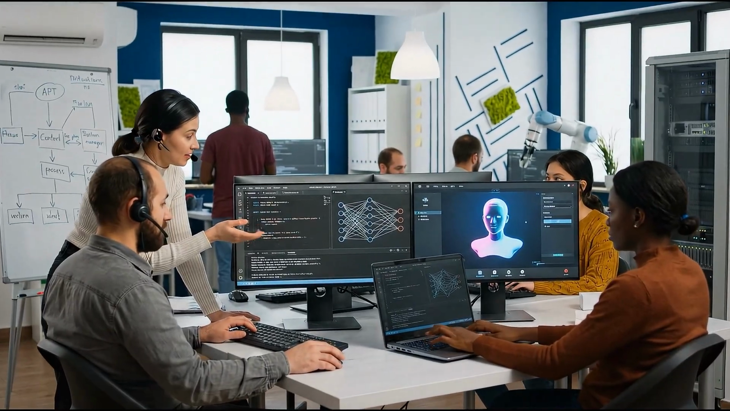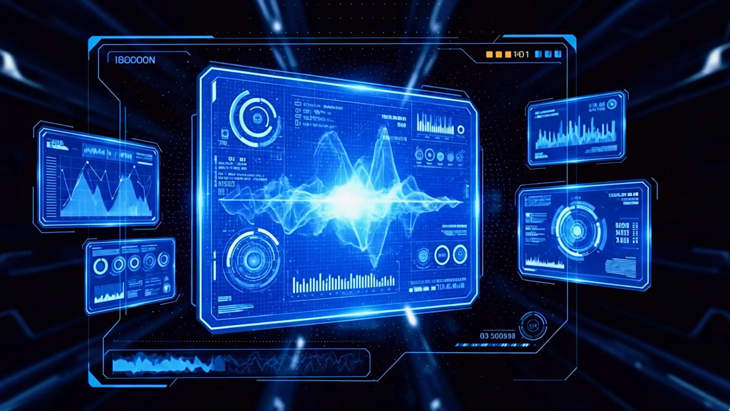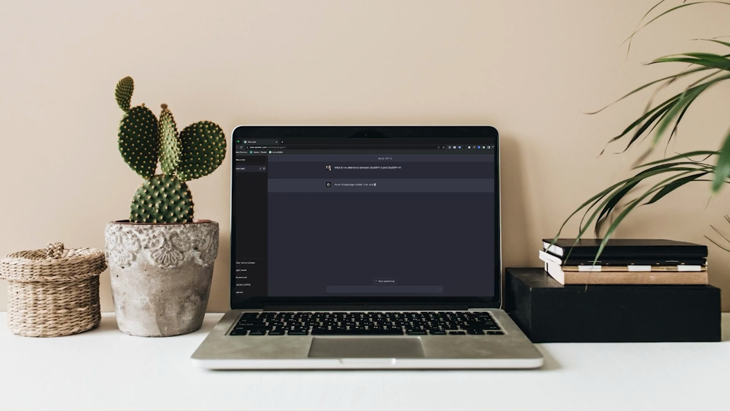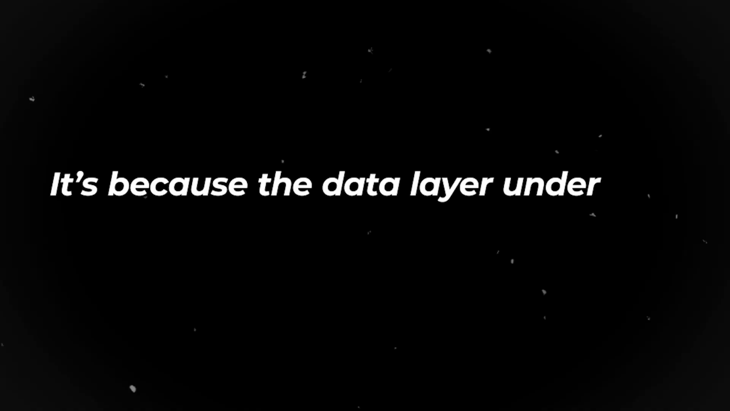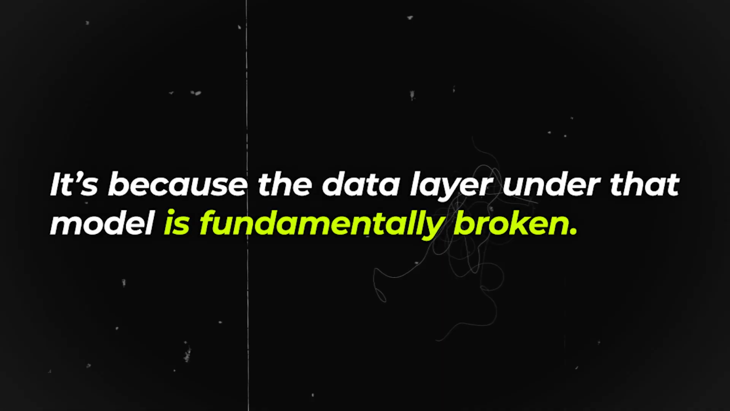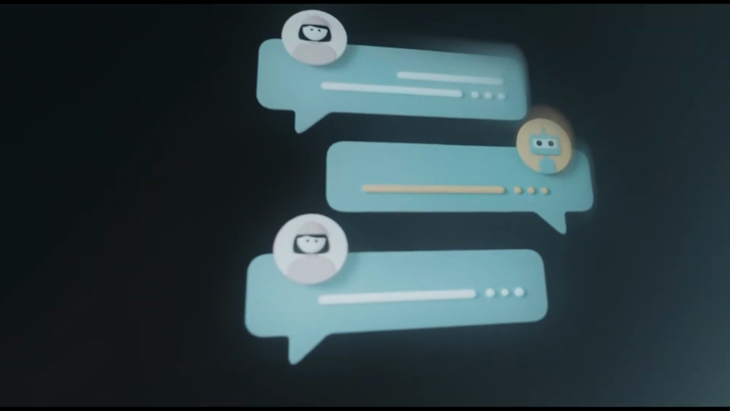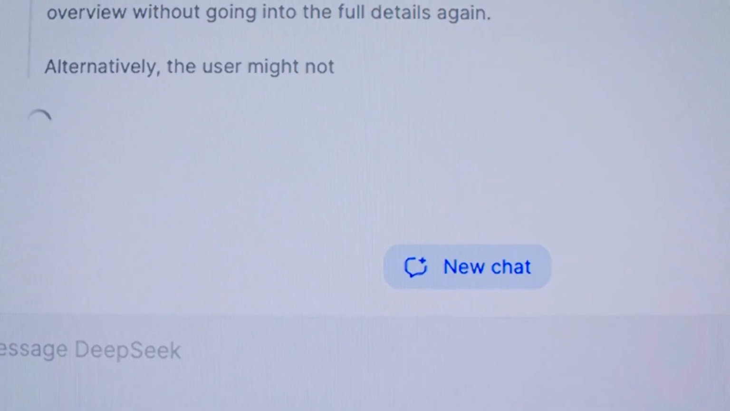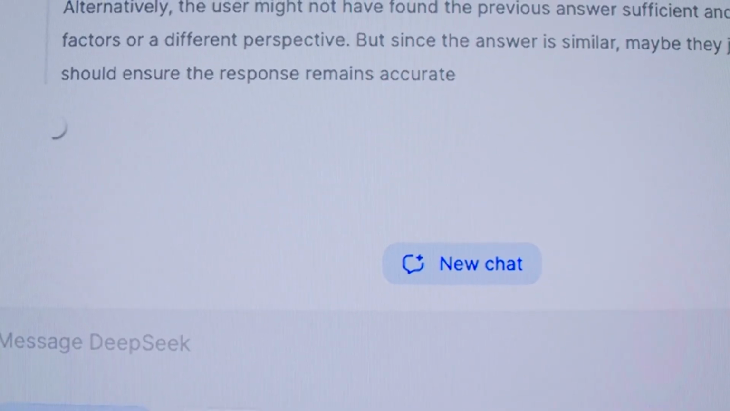Most developers building AI agents, complex workflows, or RAG systems don't realize this. The reason their models hallucinate, forget context, or fail to understand relationships in their data isn't because the model is weak. It's because the data layer under that model is fundamentally broken. Vector databases flatten information into isolated points, destroying the structure that gives data true meaning.